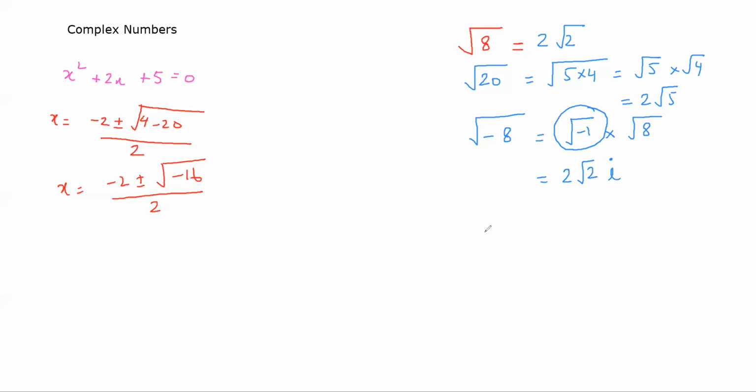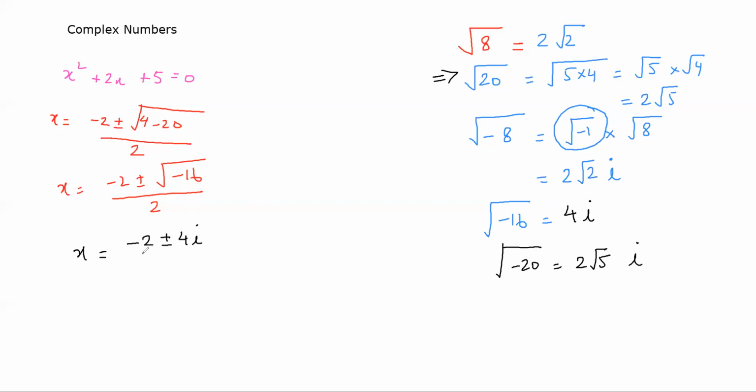Okay? We have under root minus 16. How can I write this in the simpler form? This will be 4 iota. Let's say you have under root minus 20, because I have just written this into the simplest form, so I'm just going to use this. That will be 2 under root 5 iota. Okay? So now I'm coming back to this. This equation's roots are going to be minus 2 plus minus 4 iota over 2.